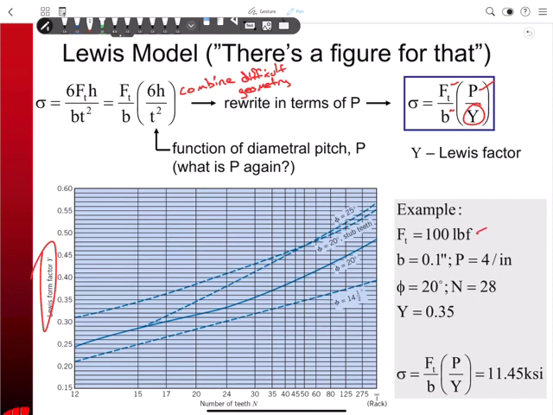All right, so easy example here. I've got 100 pounds of tangential force. I know that I've got a pitch of 4, and the number of teeth is 28, right? So I got to go to contact angle of 20 up here, and I go to 28 down here, and so I go to here, and sure enough, yeah, about 0.35. So I plug this into this kind of condensed bending equation here, and then I wind up with 11.5 KSI of bending stress, right? Which is ballpark what steels can withstand.